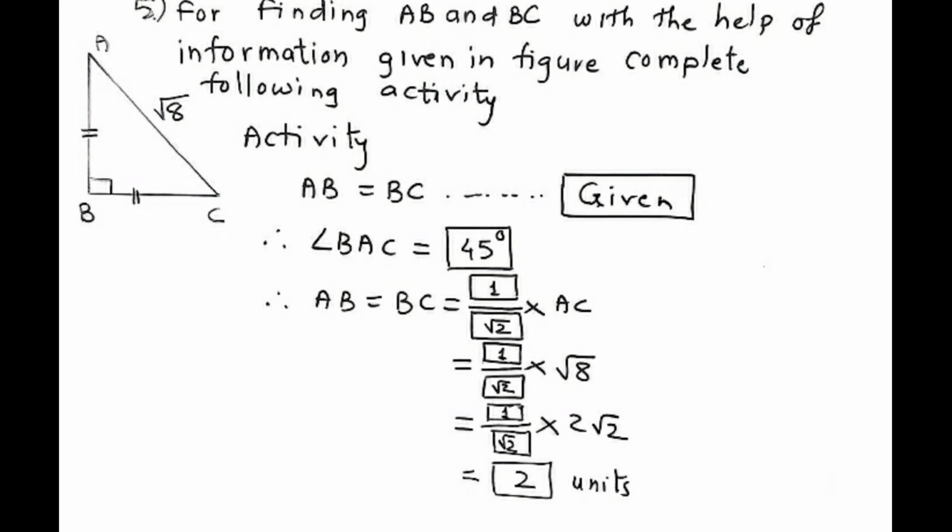We know that if a triangle is 45, 45, 90 degree, the sides forming the right angle, that is AB is equal to BC is equal to 1 upon root 2 into AC. That is 1 upon root 2 into root 8. We know that root 8 is equal to 2 root 2. Substituting the value, 1 upon root 2 into 2 root 2. Root 2 will get cancelled and you will get AB is equal to BC is equal to 2 units.